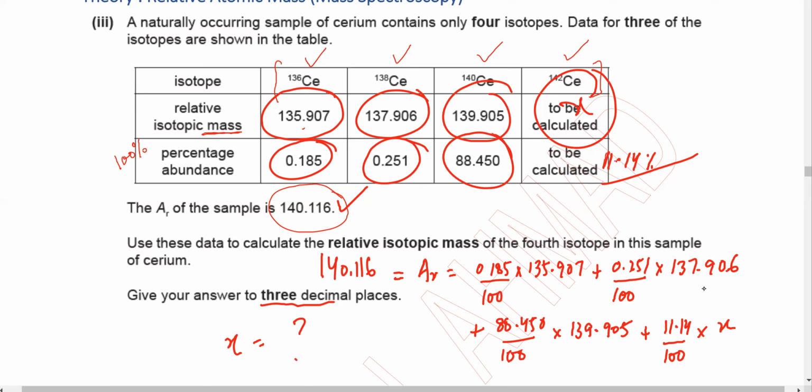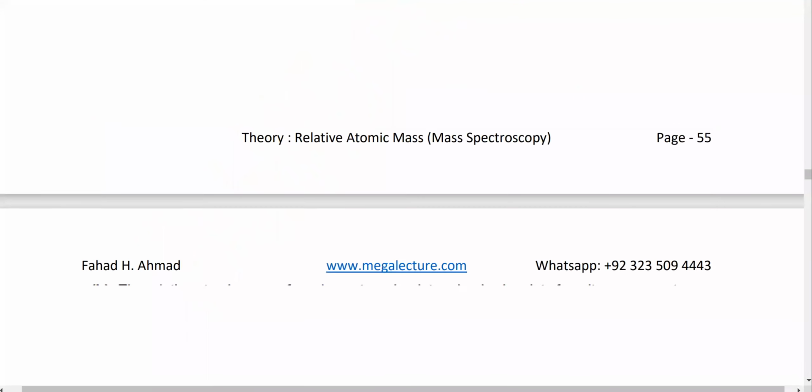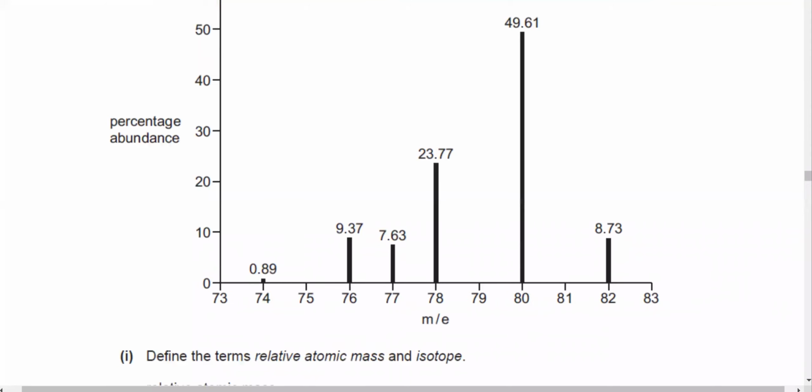Is this question clear? Yes or no? Is this clear? Usman, is this clear? Mikhail, is this clear? Sanjida, is this clear? Most of the questions would be like this.